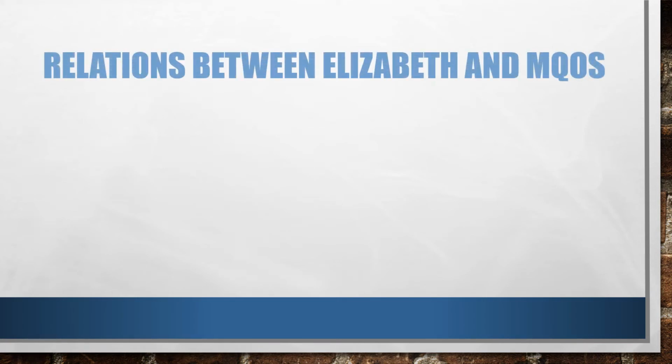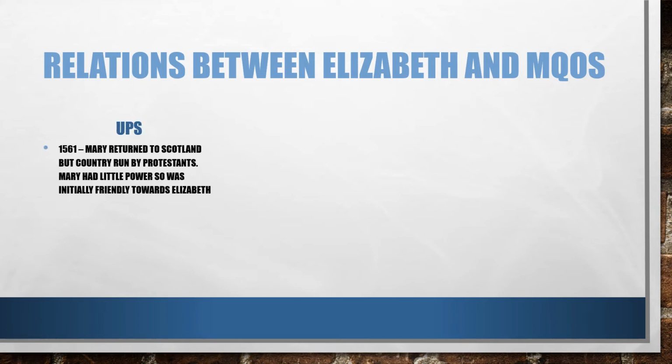So let's have a look at the relationships between Elizabeth and Mary, Queen of Scots. So first off, we're going to have a look at the idea of the positive, the ups. So in 1561, Mary returns to Scotland, but the country is run by Protestants. Mary therefore has little power, so is initially friendly towards Elizabeth. And in 1567, Elizabeth was shocked at the murder of Lord Darnley and sent her sympathies to Mary. Obviously, at this point, she doesn't realise that Mary is actually implicated within the murder.